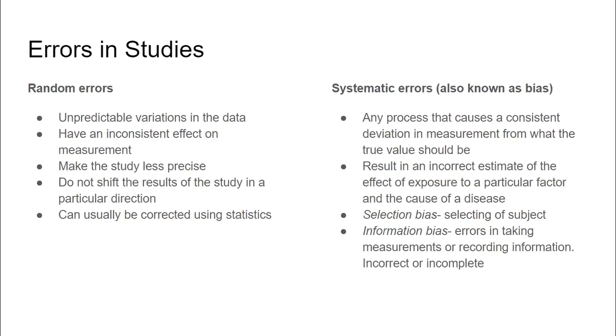So there can be random errors, which are unpredictable variations. They have an inconsistent effect of measurement. These do make the studies less precise. However, they do not shift the results of the study in a particular direction and can usually be corrected using statistics. There are also systematic errors, also known as bias, and this can be any process that causes a consistent deviation in measurement from what the true value should be. It may result in an incorrect estimate, and it can include selection bias, so how we select our subjects, but also information bias, so errors in taking measurements or recording the information.